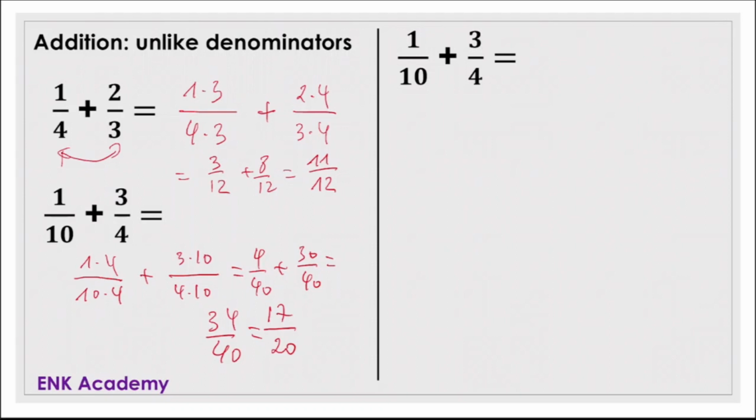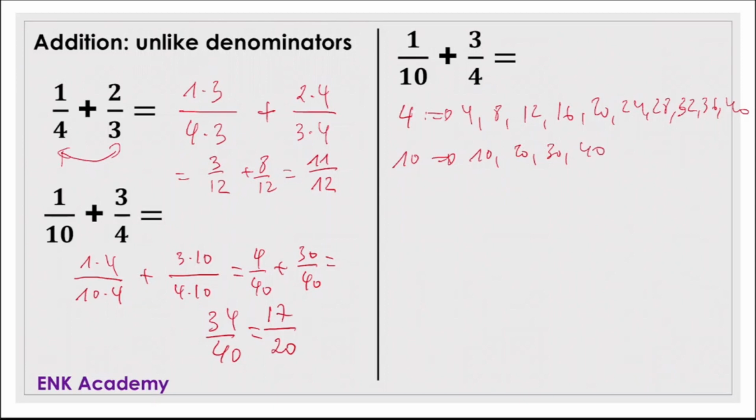We need to find the lowest multiple of both 10 and 4. So if we want to look at the multiples of 4, that will be 4, 8, 12, 16, 20, 24, 28, 32, 36, and 40. If we look at the multiples of 10, which is quite simple, we have 10, 20, 30, 40, and so on. That will mean that the lowest common multiple between those two is 20.